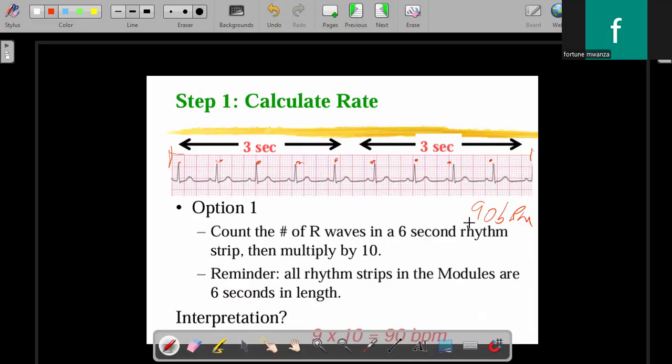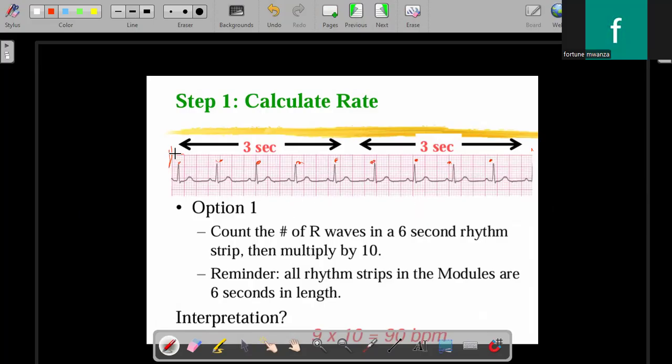Okay, so this heart rate is within the normal range. We said the normal range is 60 to 100 beats per minute. So you can see that with this ECG, the rate is normal, within the normal range of 60 to 100 beats per minute. Okay, so that's how you determine your rate.